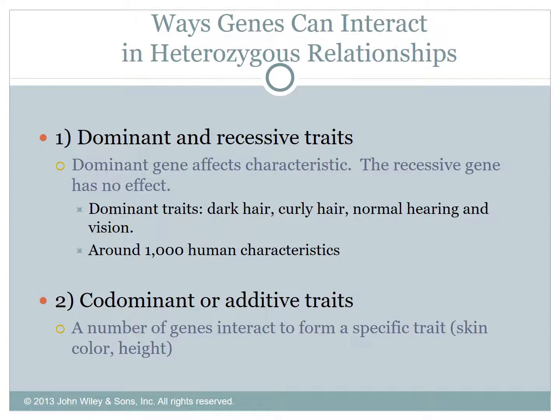Most of your traits are codominant or additive. That is, a number of genes interact to form a specific trait. The exact shade of color in your eyes or in your skin, how tall you can possibly be, your average weight when you're an adult, exactly when you will enter puberty. All of these things are codominant or additive traits, where you have multiple genes that all interact to produce exactly your facial structure and exactly the size and shape of your hands and so on. All of these traits are very, very complex and far more complicated to look at than these dominant and recessive simple traits.